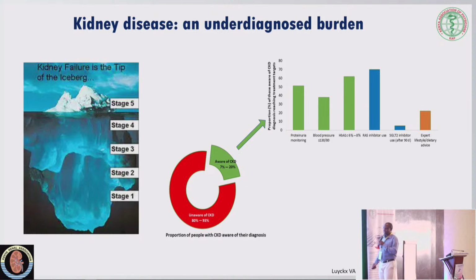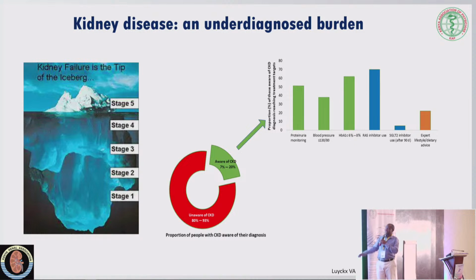And these dialysis patients are actually a small segment of the population. 80 to 93% of kidney disease patients are unaware of their diagnosis. And even when they are aware of the diagnosis, the targets for management are poor. Proteinuria monitoring is only around 55%.